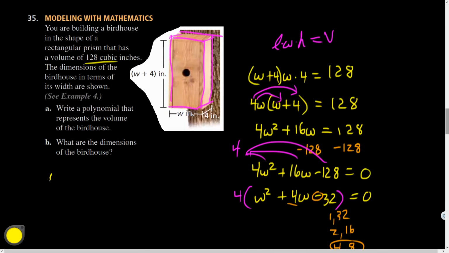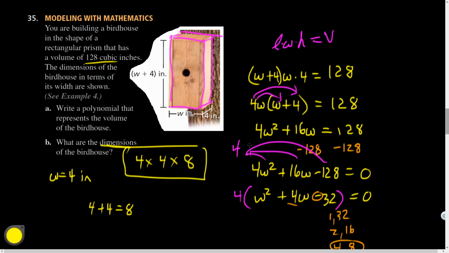What does that mean? So W equals 4 inches is one dimension. So the dimensions of the birdhouse are 4 by 4 by what? What's this dimension? Yeah, 4 plus 4, 8. Right? So 4 by 4 by 8 would be my answer for the dimensions of said birdhouse.